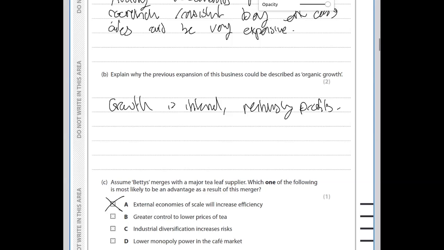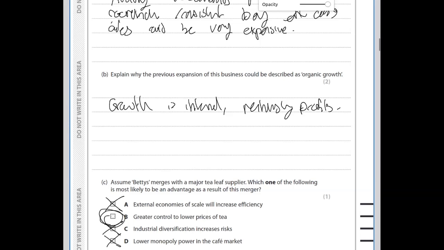C says industrial diversification increases risks. That's not going to be an advantage. Lower monopoly power in the cafe market would not be an advantage, and also not really relevant here. You're not going to change your level of market control in the cafe market because you merge with a tea supplier.